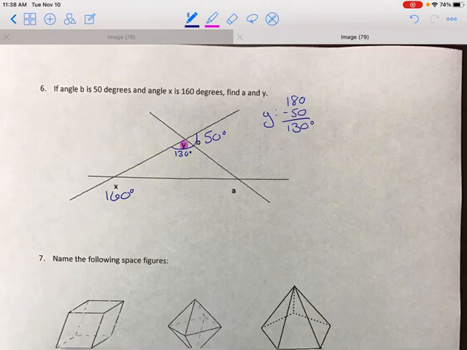Now in order to get A, I need to know another angle in that set of intersecting lines. So for example, if I could find this angle, then I could figure out what A is. So I'm going to go over here and look at the 160. If I take these 2 angles together, they add up to 180. So 180 minus 160 gives me 20. So I know that this angle is 20.